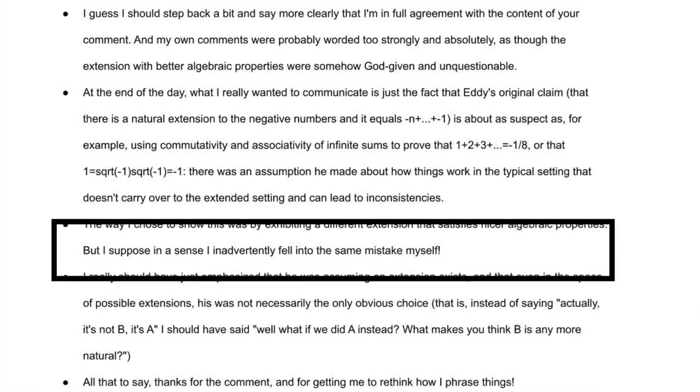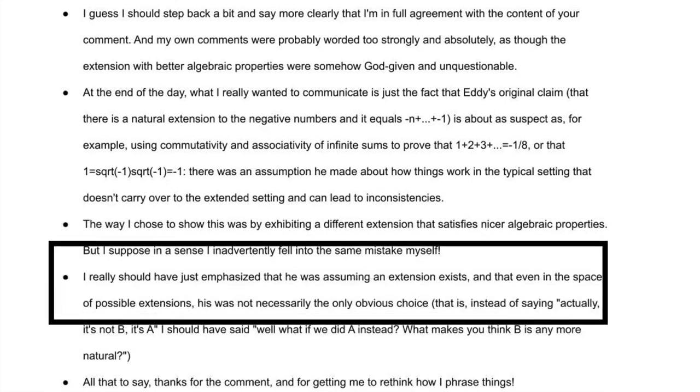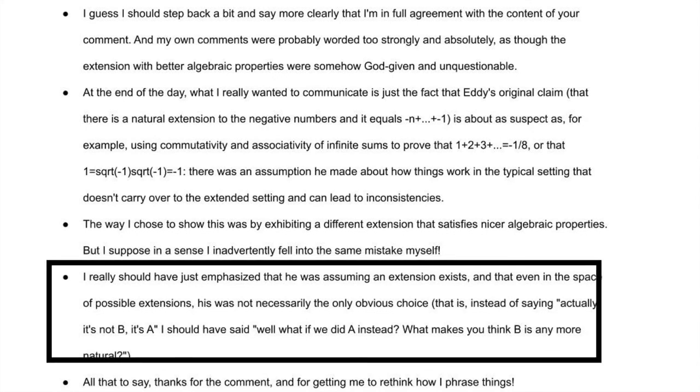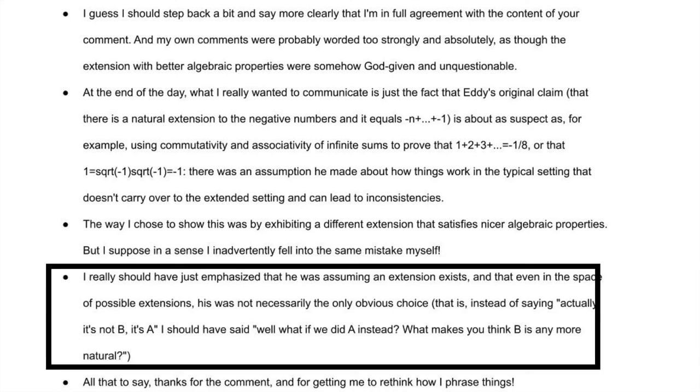I really should have just emphasized that he was assuming an extension exists, and that even in the space of possible extensions, his was not necessarily the only obvious choice. That is, instead of saying actually, it's not B, it's A, I should have said, well, what if we did A instead? What makes you think B is any more natural?